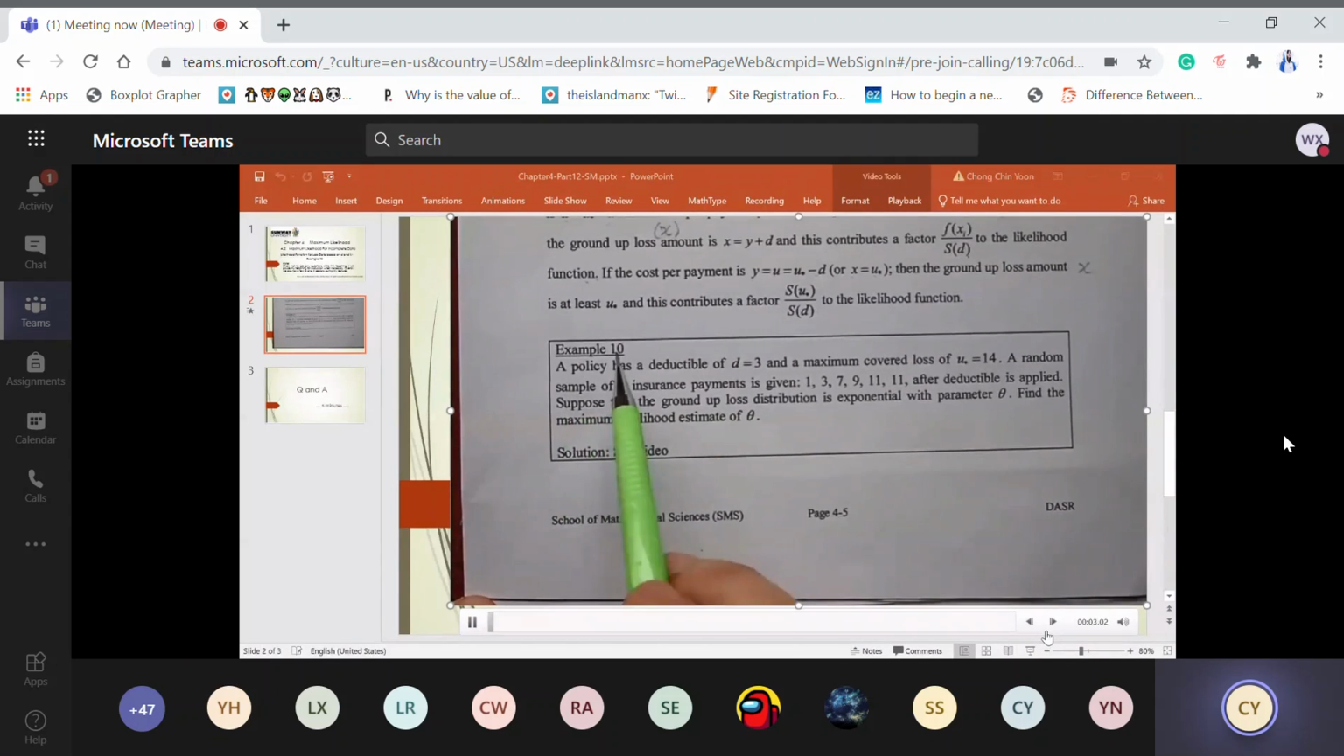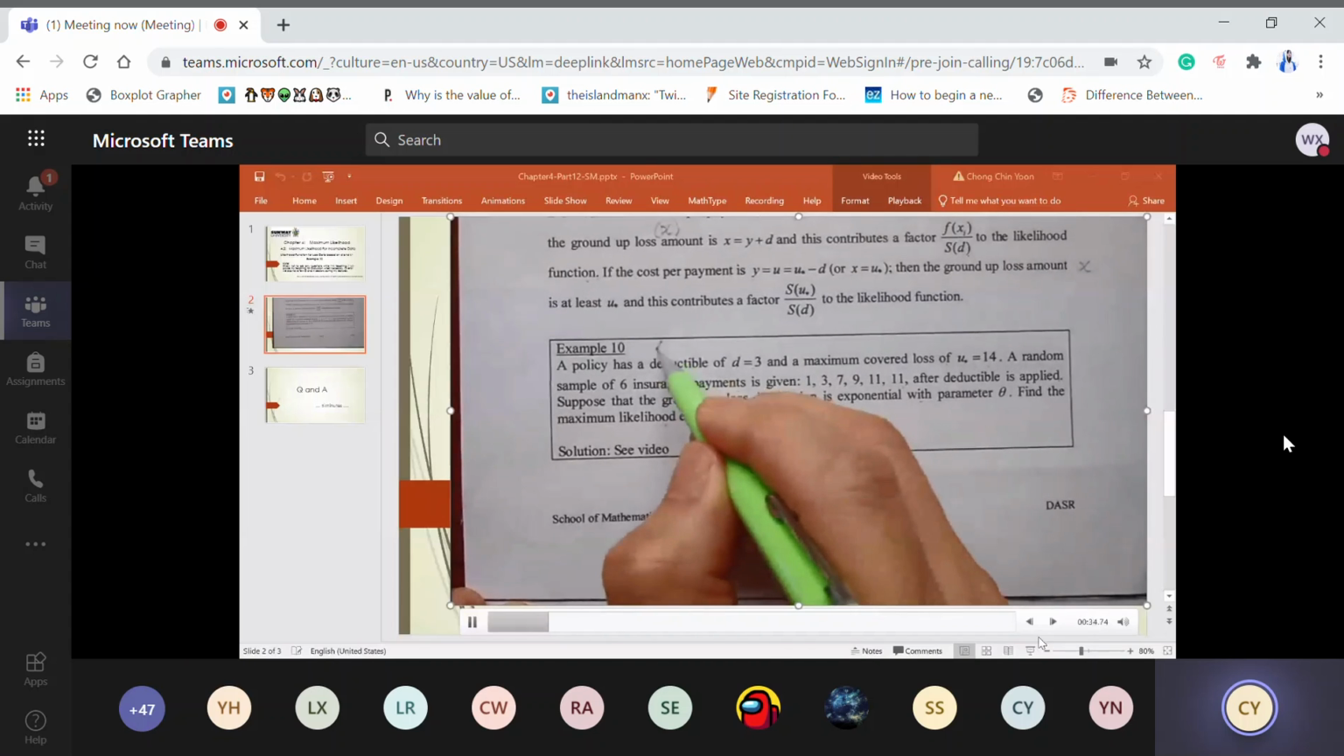Example 10. A policy has a deductible of D, which is 3, and a maximum covered loss of u star, which is 14. A random sample of 6 insurance payments is given as follows after the deductible is applied. Suppose that the ground up loss distribution is exponential with parameter theta. Find the maximum likelihood estimate of parameter theta.